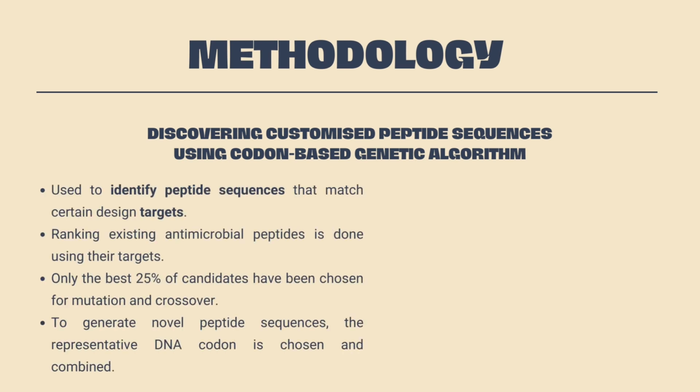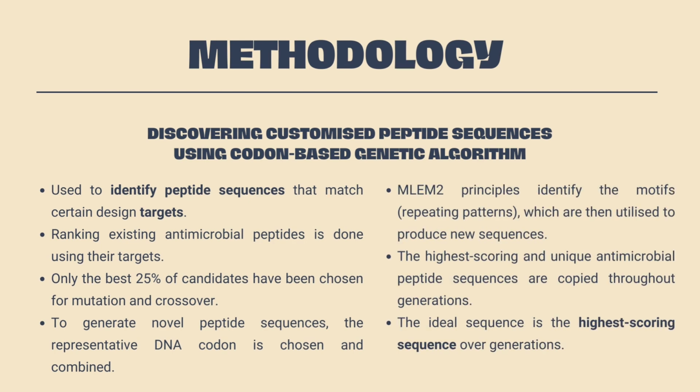This method is used to find peptide sequences with specific design targets. First of all, the previously known antimicrobial peptides are ranked based on their targets. Then, the top 25 candidates are selected for mutation and crossover. These candidates are represented by their DNA codon. The represented DNA codon is selected and combined to create new peptide sequences. On top of that, motifs, which are the repeating patterns in the DNA codon, are captured by MLEM2 rules and are used to generate new sequences.